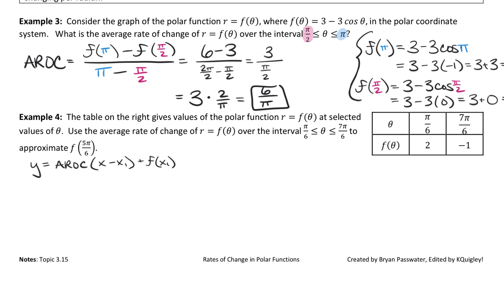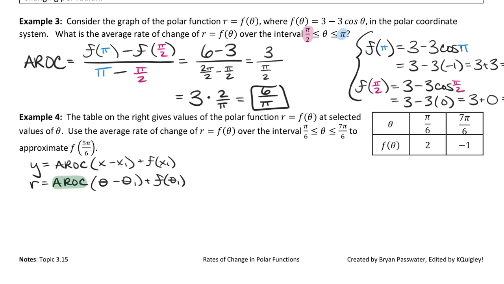Do we use x's and y's in the polar coordinate system? No, so we're going to change this to r equal to AROC. AROC stays the same. And it's going to be theta minus theta 1 plus f of theta 1. It's the same thing. Sure. Great. So we need some things to plug in here. One of the things we're going to need is the average rate of change. So we'll have to find that.